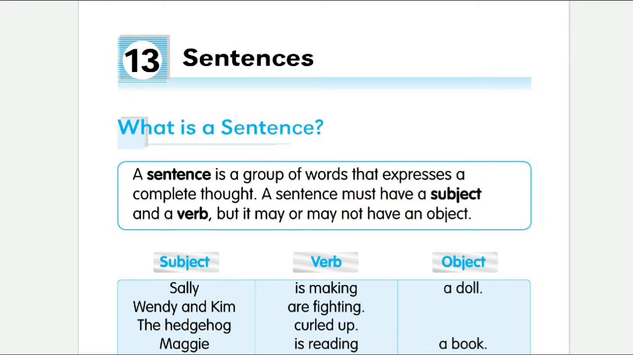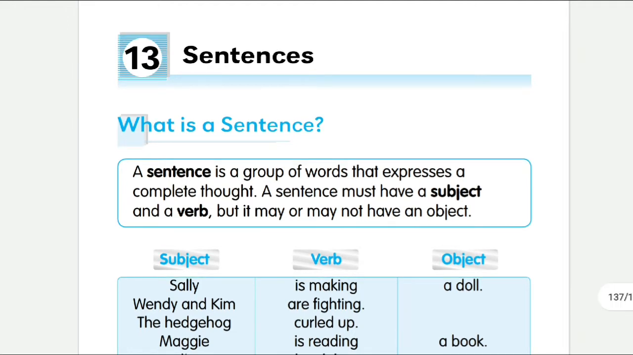Namaskar everyone. Today we are with a very new topic of English grammar: sentences. It is the base of the English language also, because without having the idea of sentences we can't speak English or write English properly. So before starting sentences, let me tell you what is a sentence.